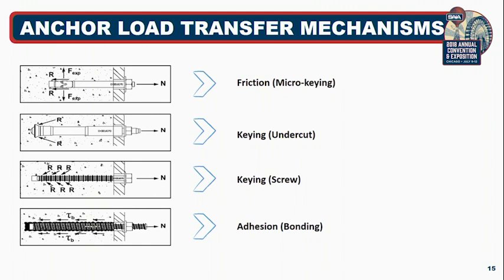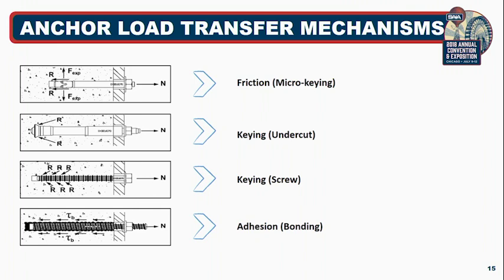Screw-type anchors also use keying to develop their capacities, and basically how they work is you drill out a hole and then use an impact driver to drive that anchor in, and the threads on that concrete screw actually cut into the concrete and hold in place.